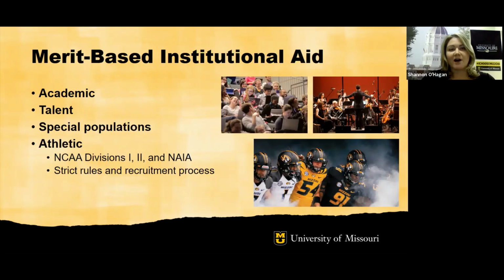Talent awards are based on, as it implies, a special talent or skill. An example of this would be students who are musicians and perhaps applying to a school of music. Their audition to that school might be used as part of the process to also determine talent-based scholarships.